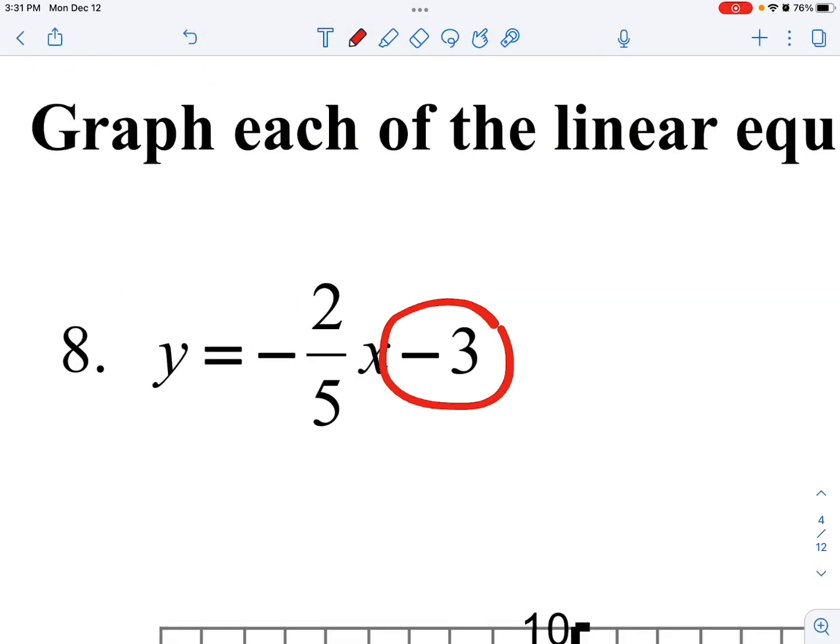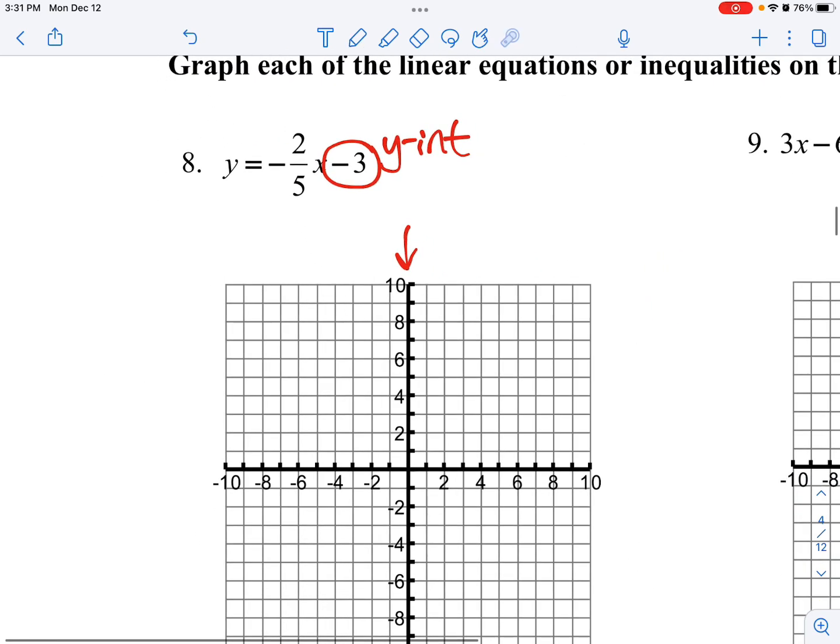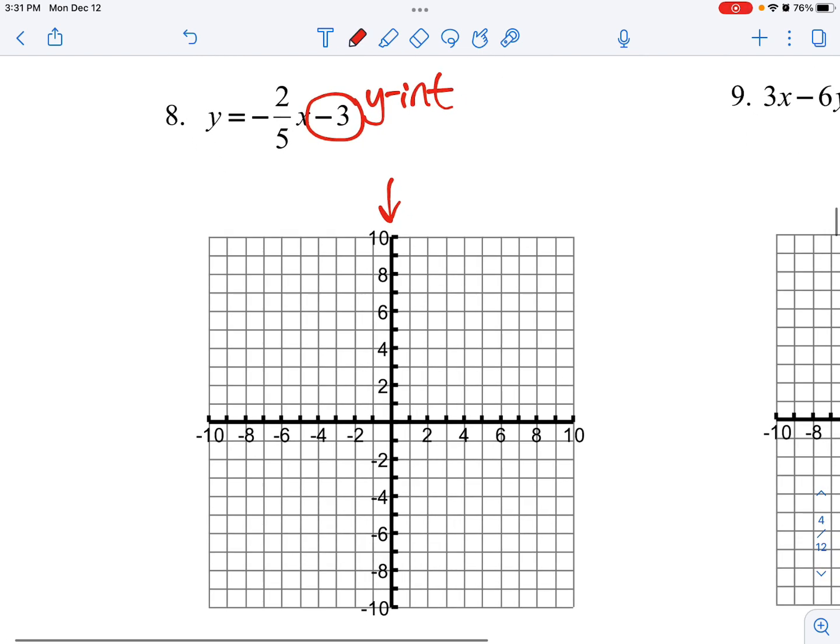This number that you start on is the y-intercept, and this is the y-axis, this one. So your first dot that you're always going to graph starts on this number, which happens to be -3. I'm going to put a dot right there. Do not put your first dot on the x-axis, which is this one. The y is this one, so it should always be on this vertical axis.